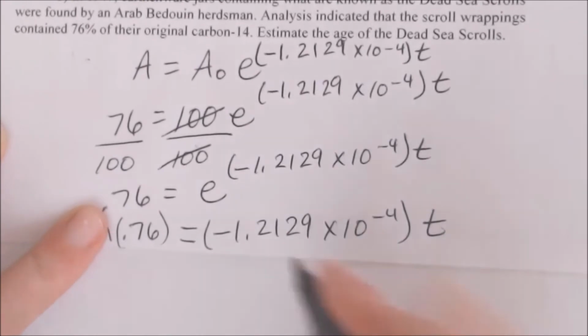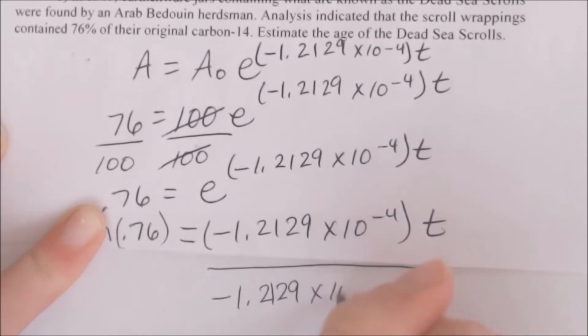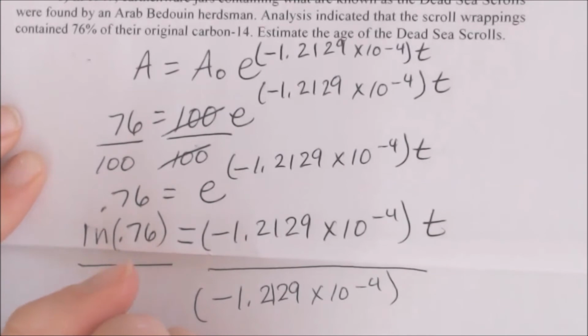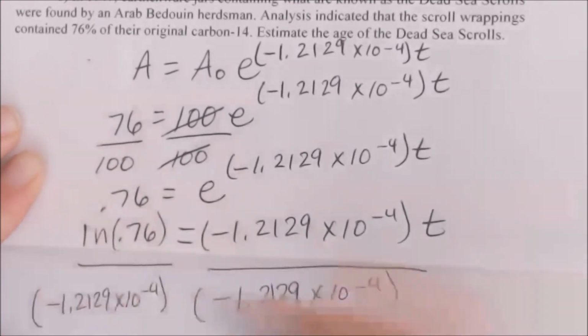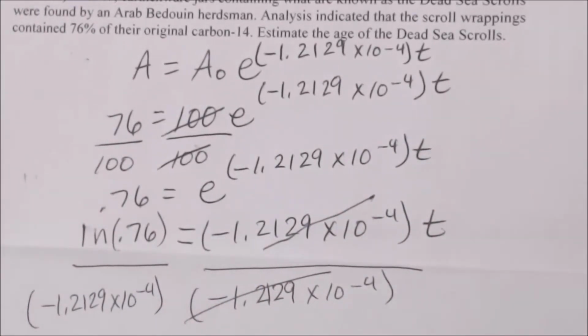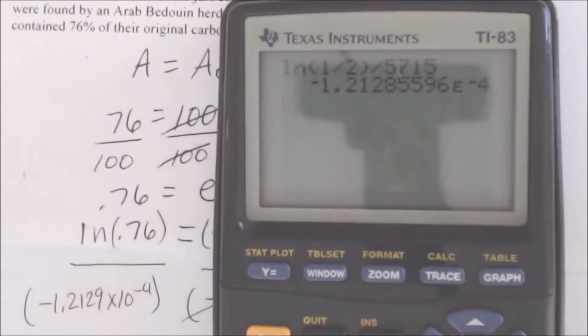Like I said, you really want a calculator for these problems because you're going to need it to do calculations like this. So we're going to divide both sides by that number, negative 1.2129 times 10 to the negative fourth, in scientific notation, and that'll get the t value by itself. So we can estimate how old we think these are. All right, so let's go to the calculator. Let's look at what we're putting in the calculator.